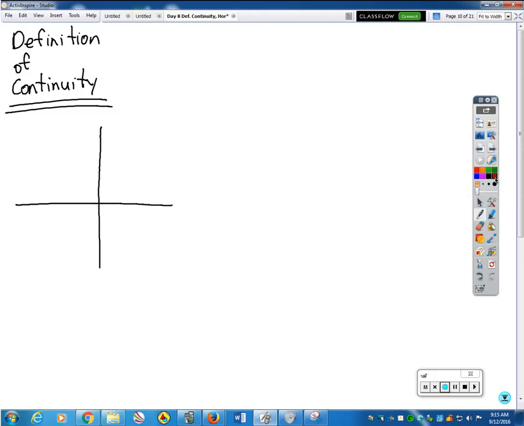And I should have clarified this. This is the definition of continuity at a point. So it's determining if a function is continuous at a single point. If you want to find out if the function is continuous at all points, you simply apply the definition to all of the points. But the definition is talking about one point.